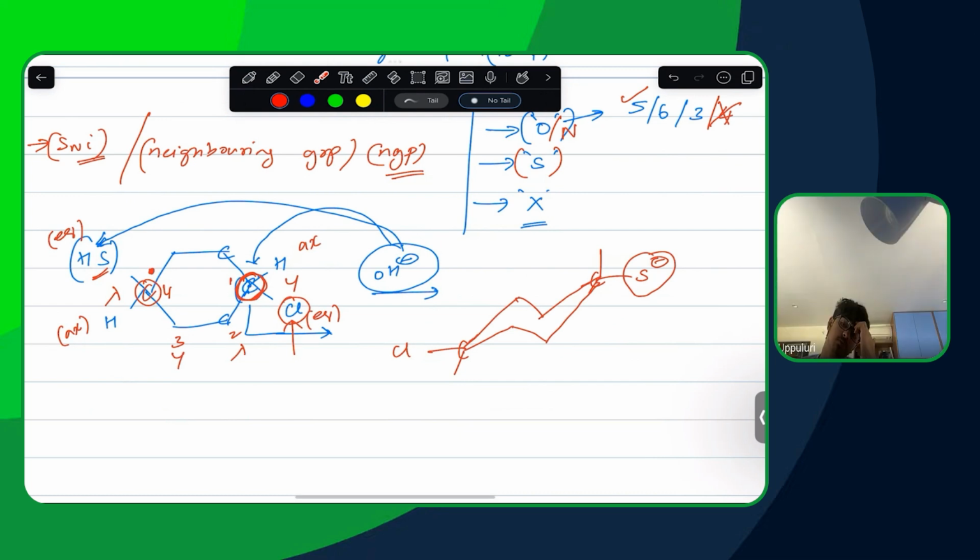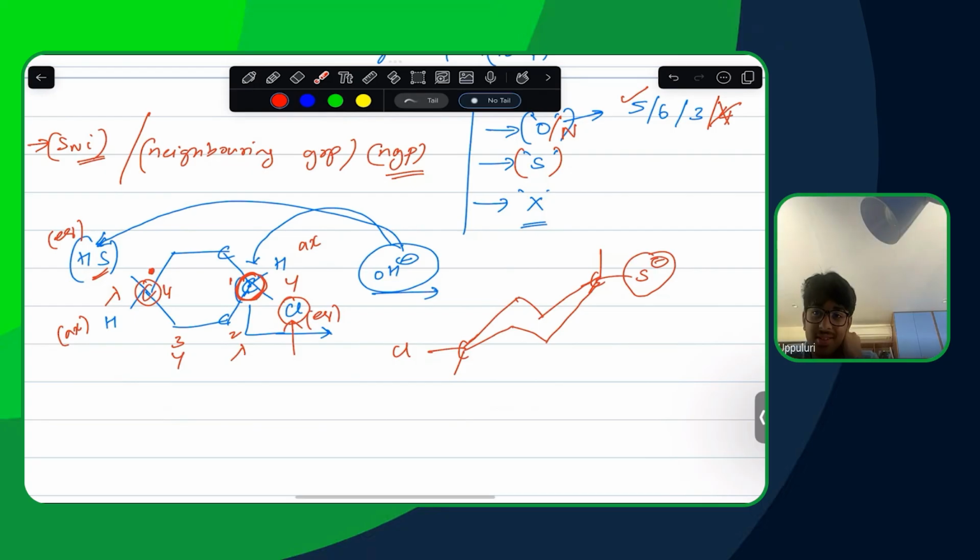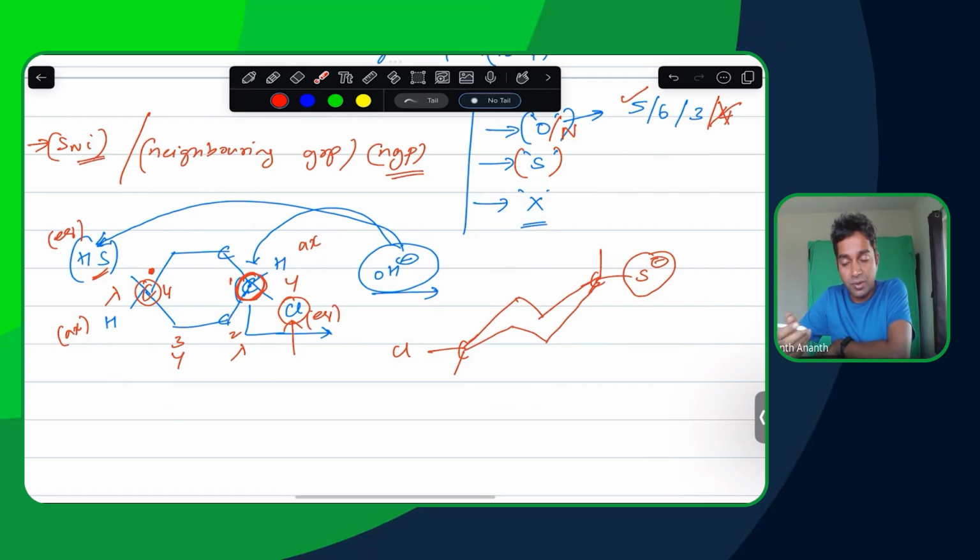Now, what were the options given in the question here? There were no options. If there were no options, then you can basically go for all of them. Logically speaking, you have to give all of them as possibilities. And in this particular case, yes, the neighboring group participation will absolutely happen. It satisfies the conditions for neighboring group participation, so it definitely has a chance of happening.